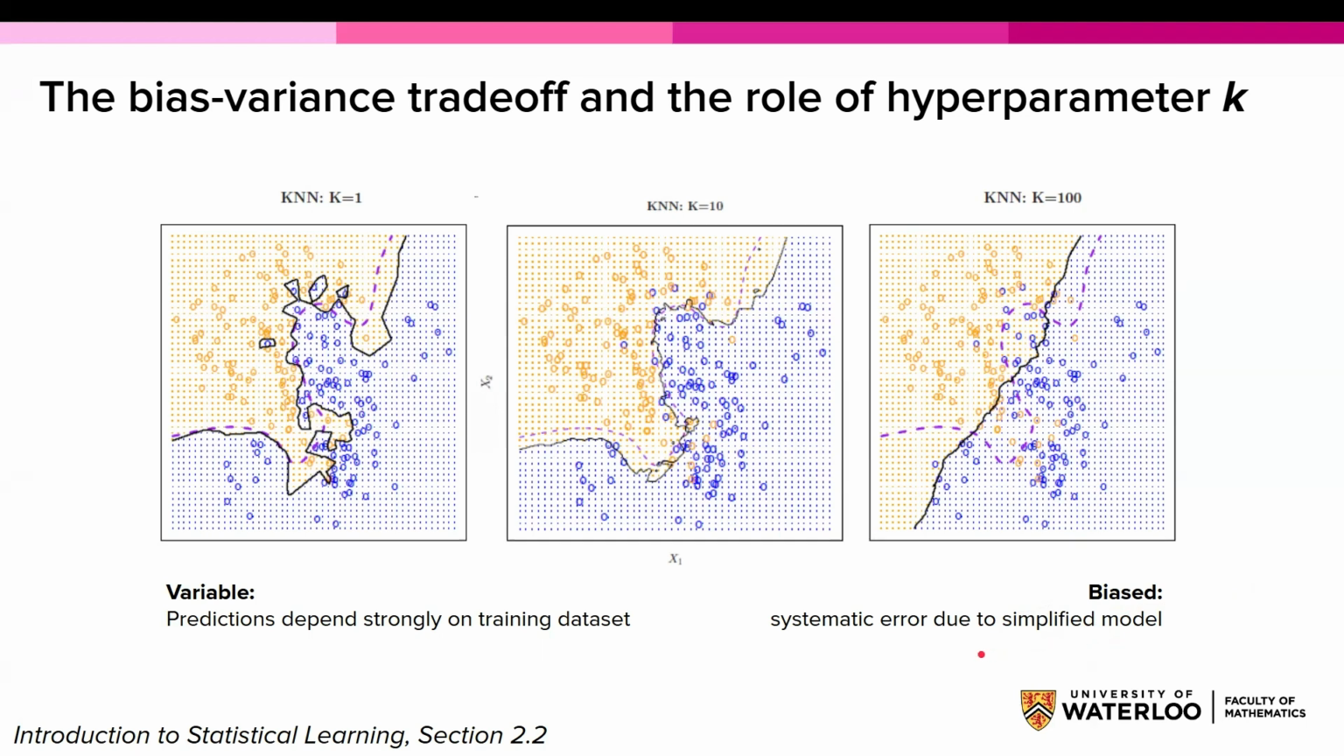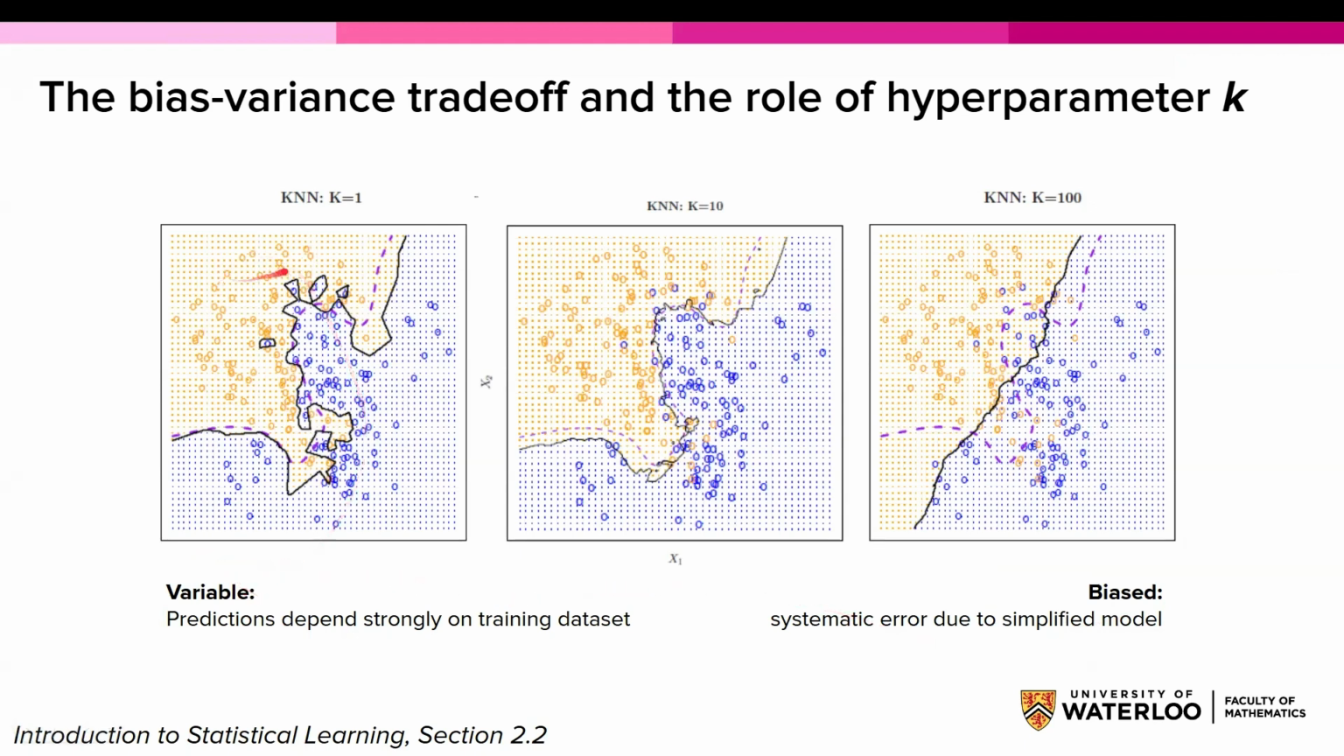And variance, on the other hand, refers to how much the model's predictions change when it's trained on different subsets of data. A high variance model tends to overfit, meaning it models the noise in the training data rather than the underlying distribution.